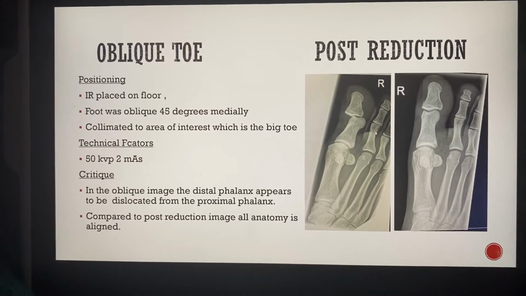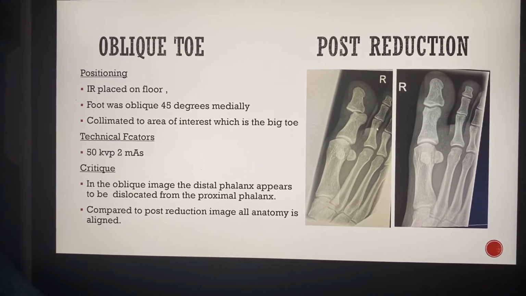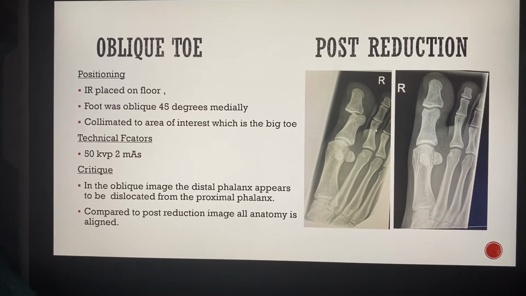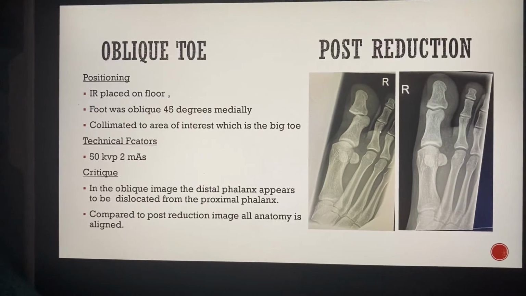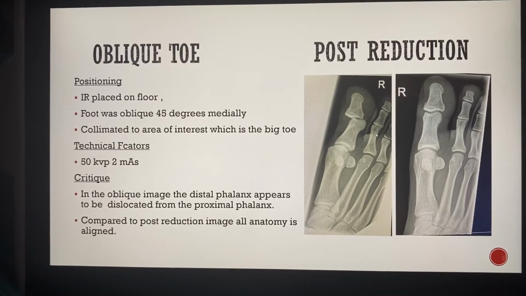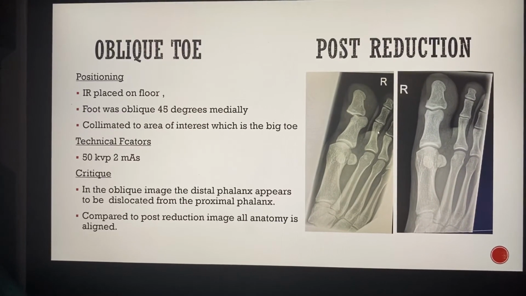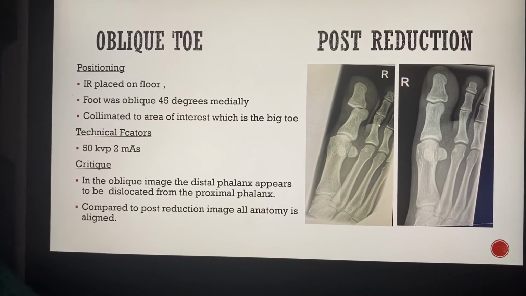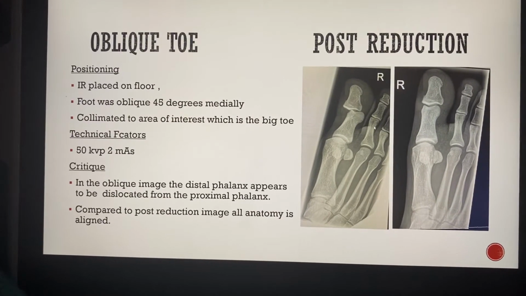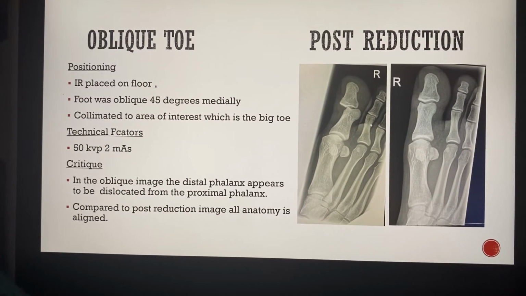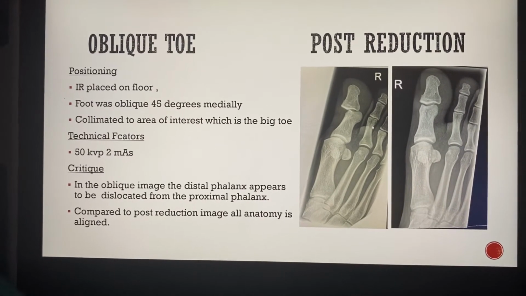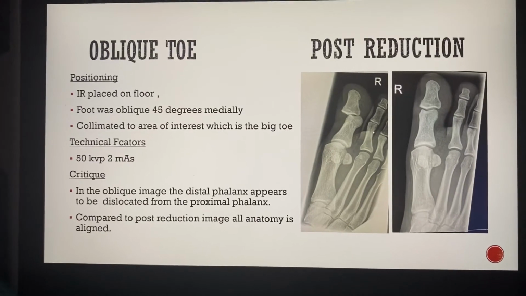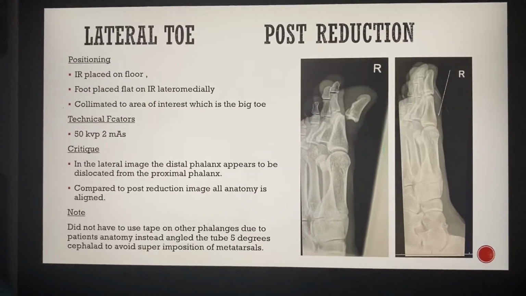Next is my oblique toe. For positioning, I placed the foot flat on the IR, but then I turned the foot medially 45 degrees. I collimated to the area of interest, which is the big toe. My technical factors stayed the same. My critique did change. In the oblique image, the distal phalanx appears to be dislocated from the proximal phalanx compared to the post-reduction image, where all the anatomy looks to be back aligned as it was before.